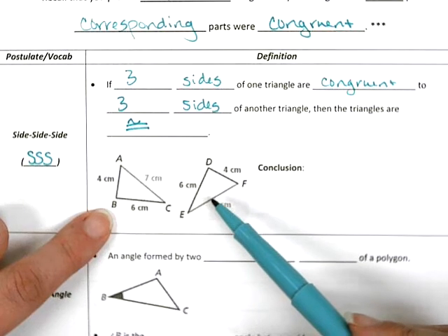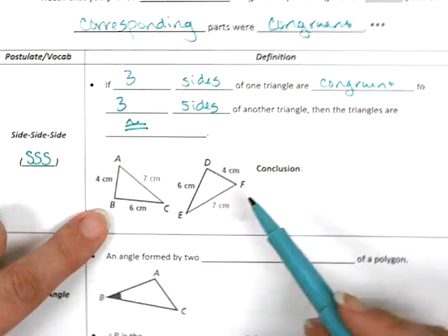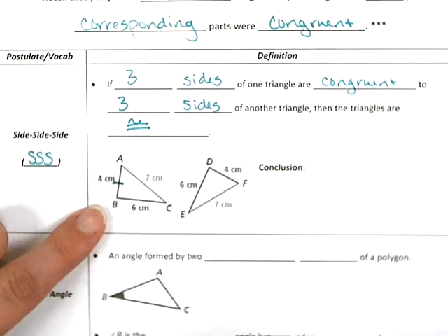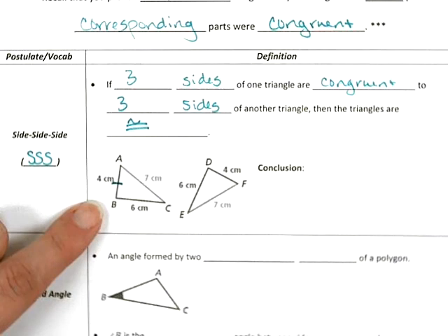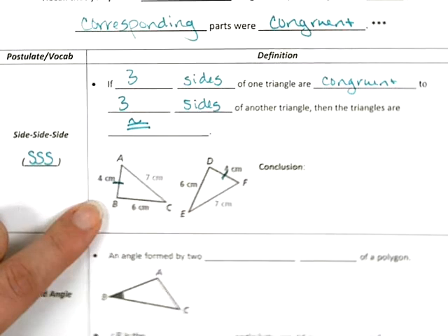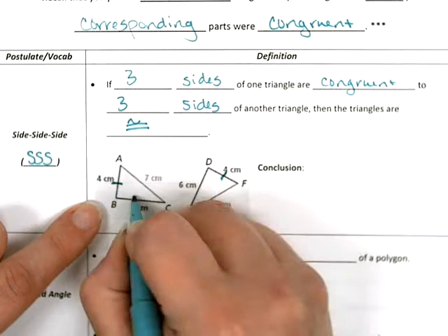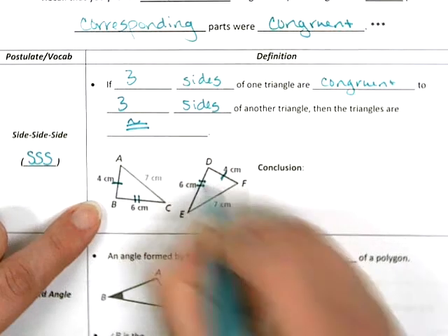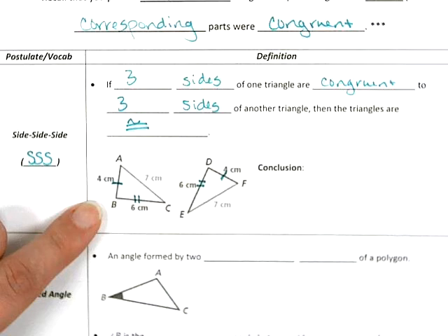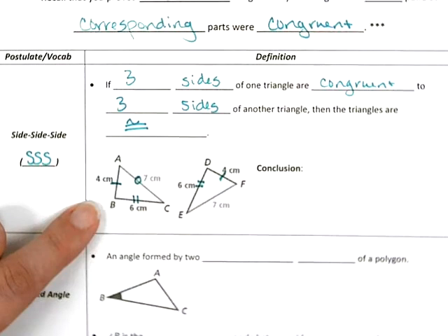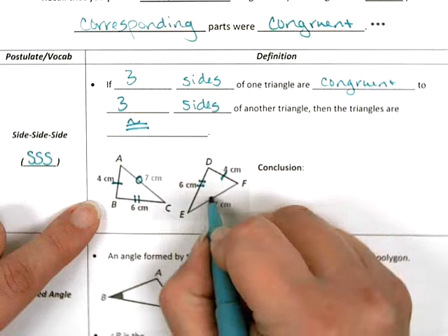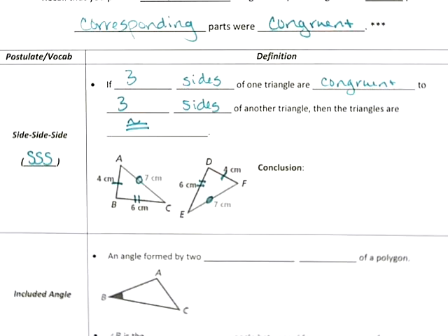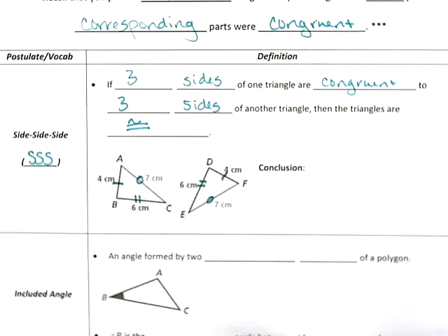So I'm going to put some tick marks here so that we can see really what's going on. So AB is 4 centimeters. I'm going to put 1 tick mark. And I want to find its corresponding side over here, so DF. Okay, so those ones are congruent. And then if we look, BC is 6 and DE is 6. So I'm going to put 2 tick marks on those. And then AC, I'm just going to put a circle on it. And that's congruent to EF, because that is also 7 centimeters. So when we look at this, whether we knew the exact lengths or whether we just had those tick marks, we would be able to say that those triangles are congruent by side, side, side.